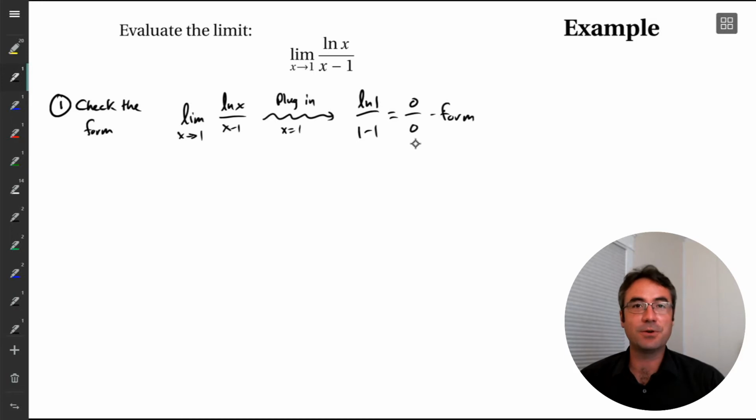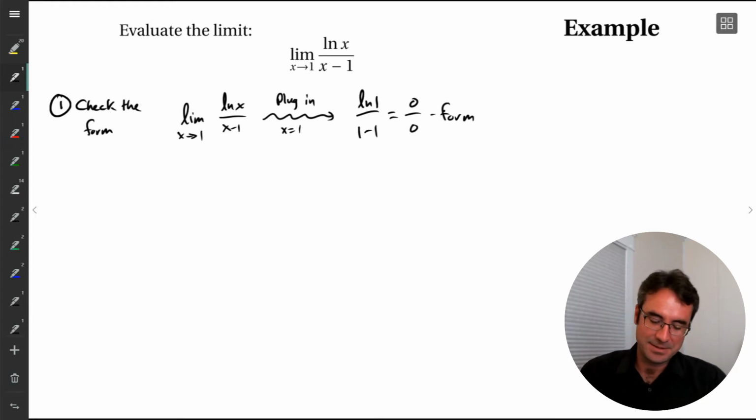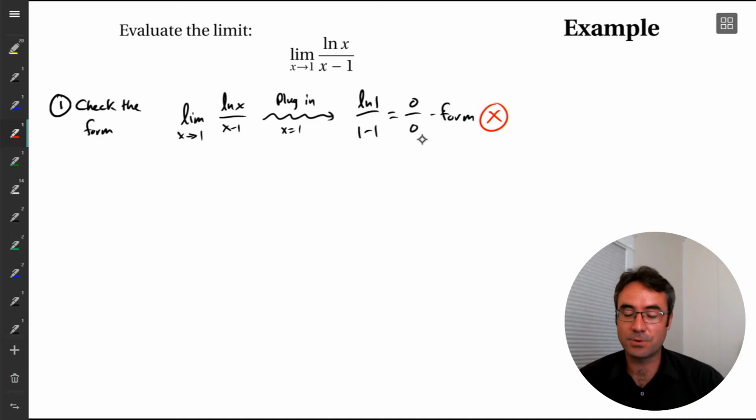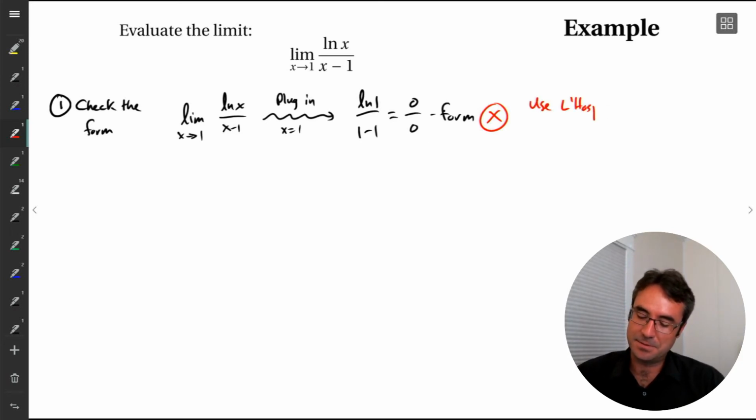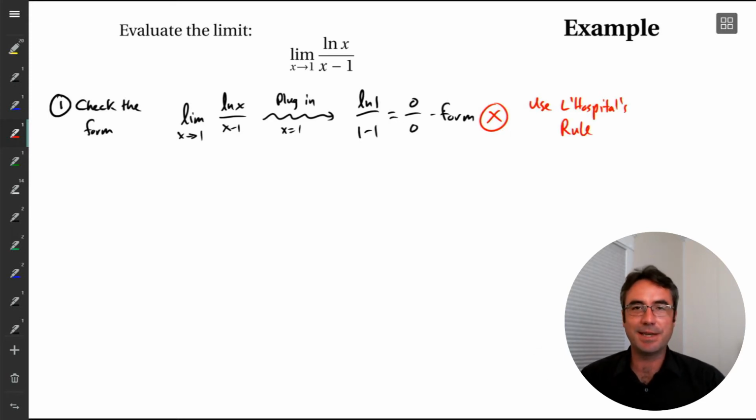So 0 over 0 is never the answer. It doesn't tell us anything. Well, it actually does tell us something. It tells us to use L'Hopital's rule. It's the only thing it tells us. So we have to stop with this. Plugging in is not working. We get the indeterminate 0 over 0 form. The only nice thing is if we see that 0 over 0 form, we can actually use L'Hopital's rule.